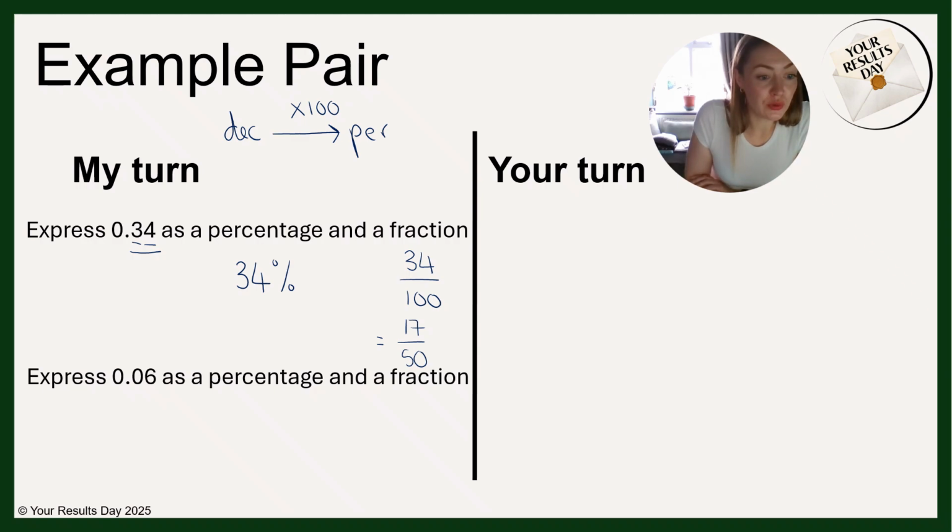And then we've got 0.06 as a percentage. So just a reminder, we're multiplying by 100. So that would be 6%. If you compare the digits to the 0.34, you can see we've not got anything in that tenths column, which means we won't have anything in our tens column in our percentage. So it's just 6%. And as a fraction, again, we can go with 6 over 100, but that can be simplified. If I divide both numbers by 2, I'll get 3 over 50.